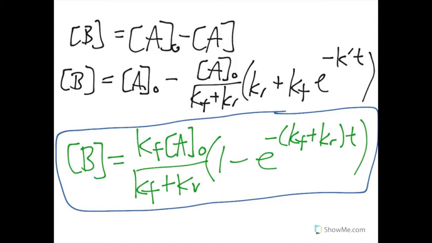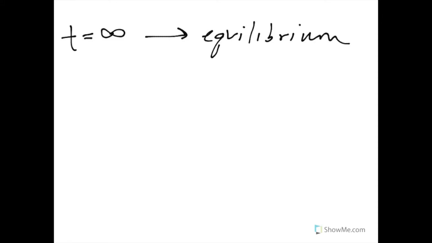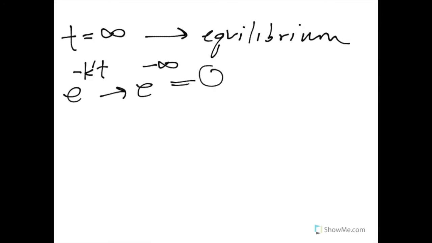Okay, so now we have A as a function of time, and we have B as a function of time. Let's consider the situation where time is really long, right? So time is basically infinity. That means it's long enough that the system has reached equilibrium. Okay? And the time dependence, remember, only shows up in the exponent. And so we have basically e to the minus infinity, which is 0. So the time dependence goes away, and all we're left with are the terms out front.